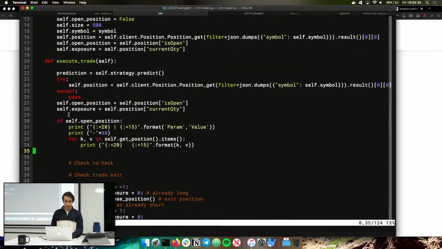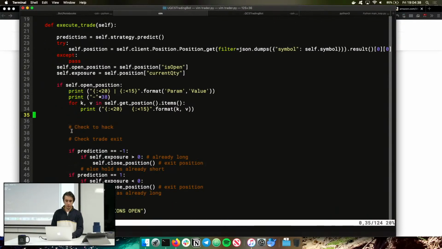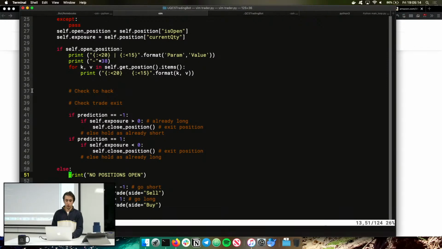All right. So in the execute trade, if we've got an open position, we use this to print it out so it looks quite nice. And then here, if the prediction is sell, and the position is open, and our exposure is greater than 0, so we are long, close the position. That's we've been given an indicator that now's a good time to sell an already open bought position. And then the same here: if the prediction is to buy and we are already in an open short position, we'll close that position. Else we'll print no positions open.